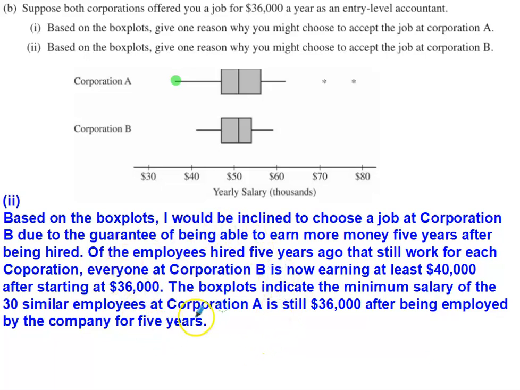Once again, this response, if you take a few seconds to read through it, is in context, it uses units, it's using the language of statistics. So I'm talking about the minimum salary of Corporation A earners, right? Corporation B has a minimum that's significantly above that minimum for Corporation A. So although I don't have the opportunity for as high of growth in my salary at Corporation B, I'm guaranteed to get some growth at Corporation B, where that isn't necessarily the case for Corporation A.